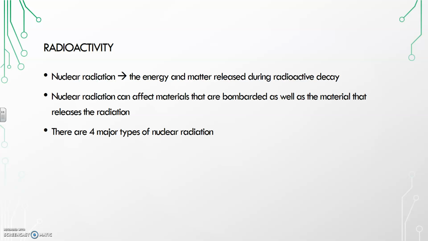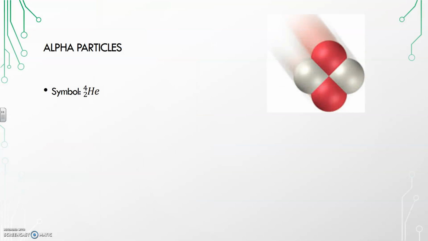There are 4 major types of nuclear radiation that we're going to talk about. So you have your alpha particle, your beta particle, gamma rays, and neutron. All right, so starting with alpha particles. These are the biggest ones. Alpha particles contain 2 protons and 2 neutrons. Oftentimes it is written as 4/2 He, because if you look at this, you've got 2 protons, 2 neutrons. That is actually the nucleus of a helium atom. So that's where this symbol comes from.